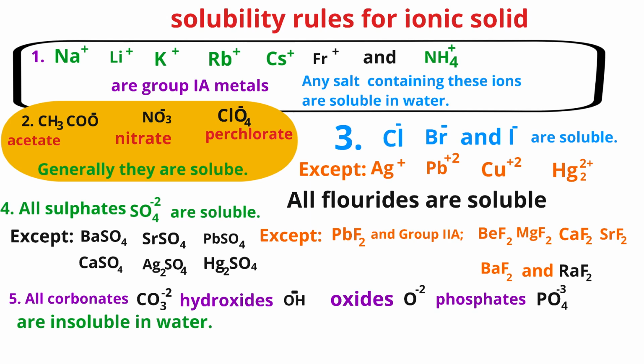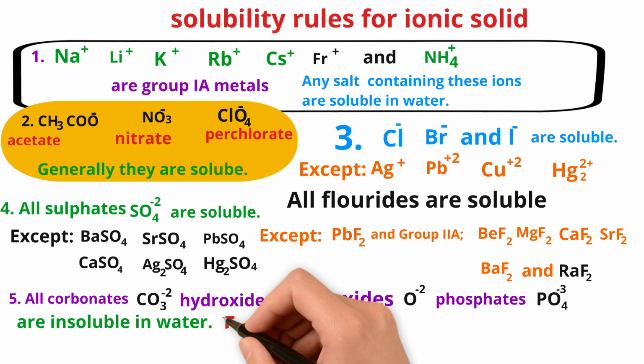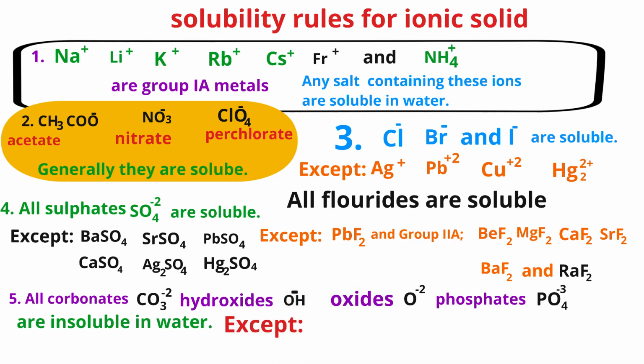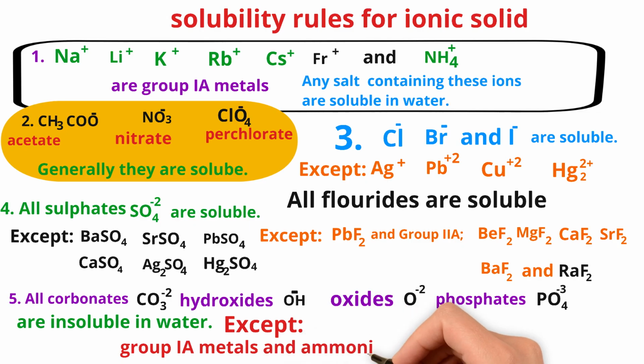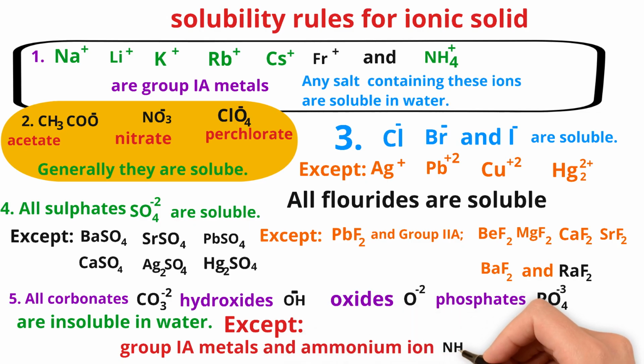But there are exceptions here again. Group 1 metal ions and ammonium ions are soluble with these compounds. Group 1 metals and ammonium with carbonate, with hydroxides, with oxides, and with phosphate are soluble. Except group 1A metal ions and ammonium ions, these compounds are insoluble in water.